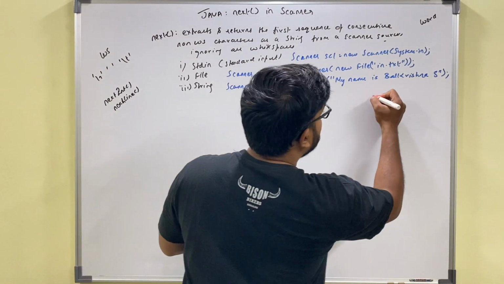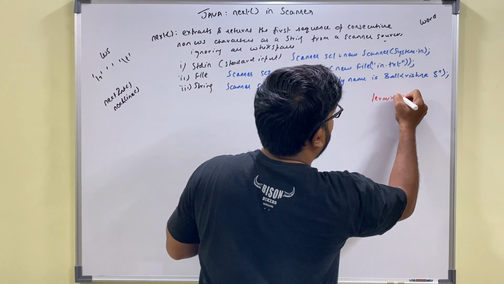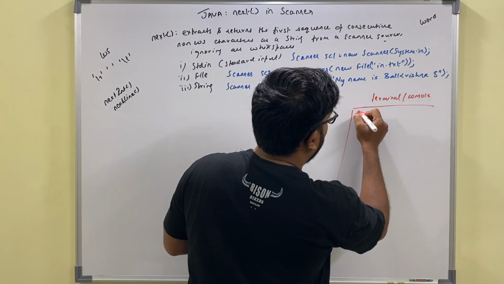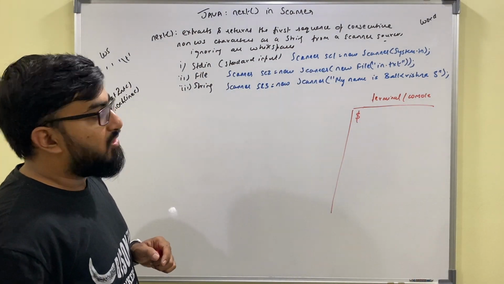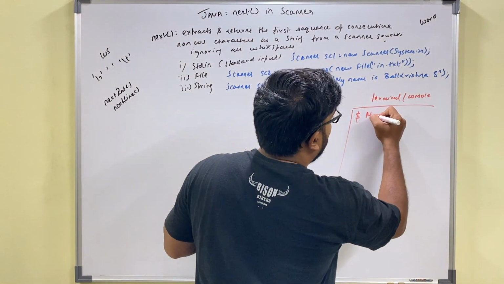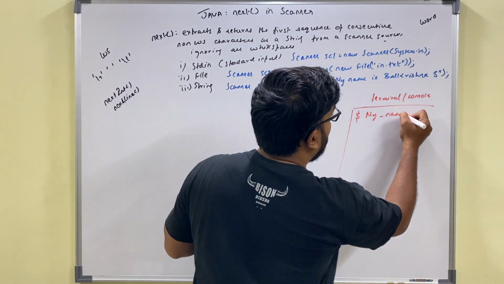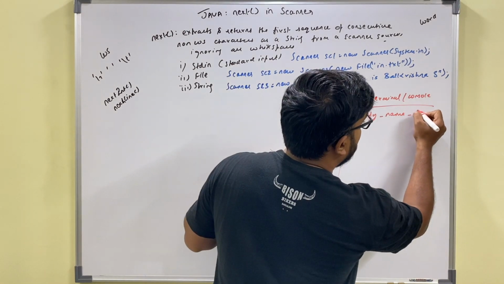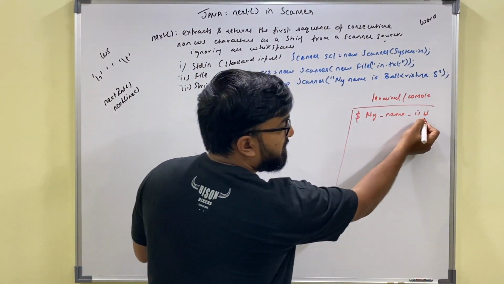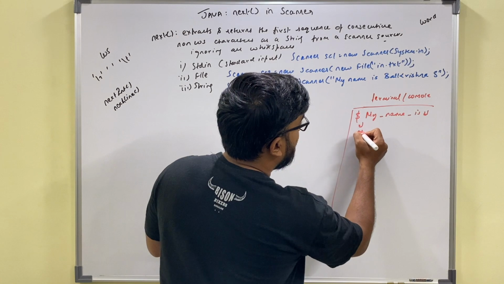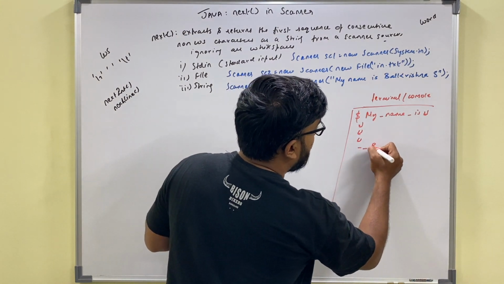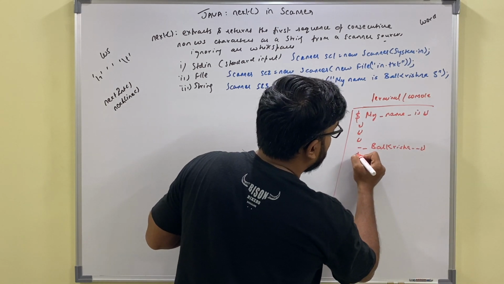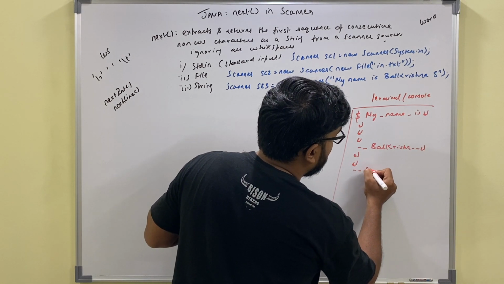Now I'm going to explain how next works for different string inputs. Say this is my terminal or console, and this is my prompt. If I provide input as "my space name", I'm going to use underscore to represent a space, and I'm going to use this symbol to denote a change in line. So: my_name, change in line, change in line, change in line, space, space, Balakrishna, space, space, change in line, change in line, change in line, space, space, Srivastava.